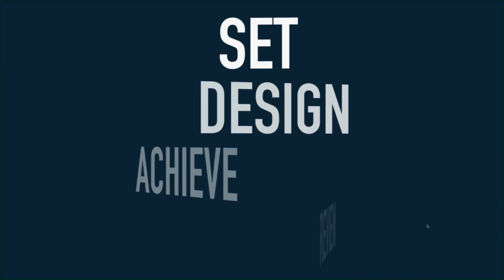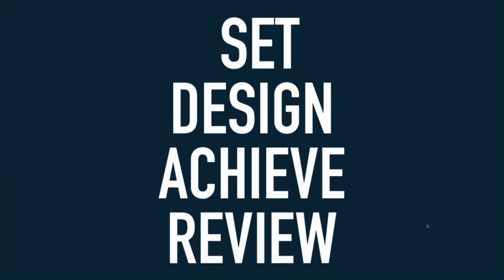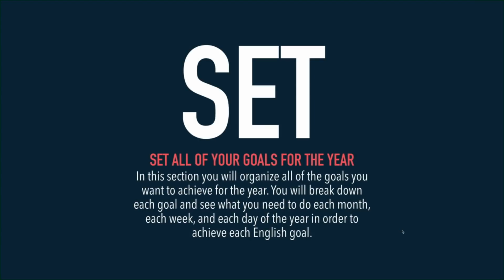All right, here are the 4 sections: set, design, achieve, and review. So first, set. What you want to do is set all of your goals for the year. In this section, you will organize all of the goals you want to achieve for the year. You will break down each goal and see what you need to do each month, each week, and each day of the year in order to achieve each English goal.